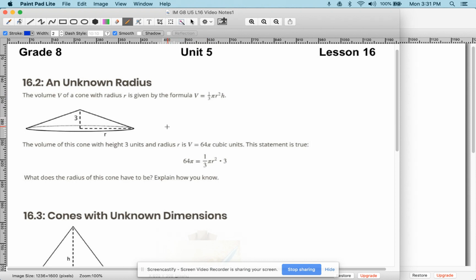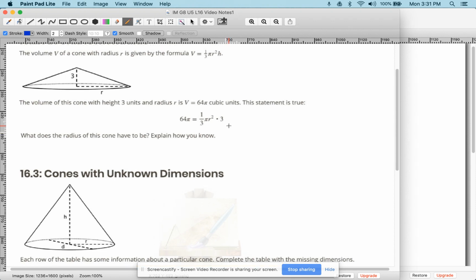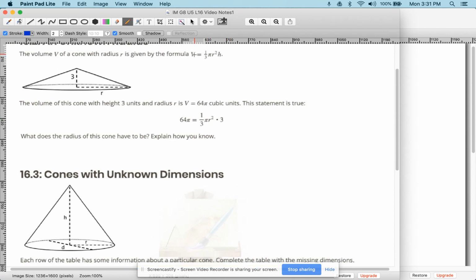And it says the volume of this cone, the cone that you see here, has a height of 3 units and a radius of r units. And V, the volume, is 64 pi cubic units. They're telling you ahead of time that this statement is true, that the volume, which is 64 pi, is equal to 1/3, I'm going to compare it to this formula here. Volume, 64 pi, is equal to 1/3 times pi times radius squared, times height, and we know the height is 3.